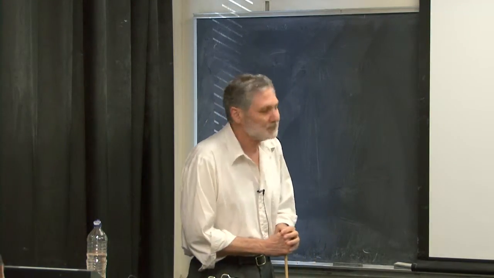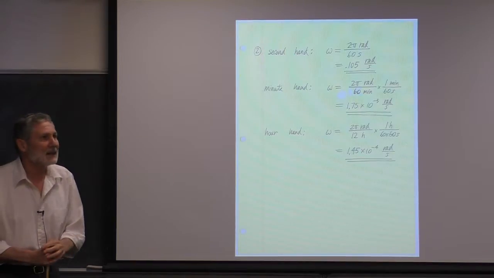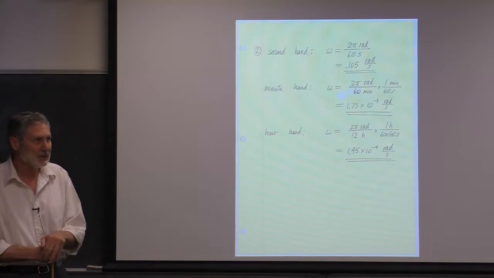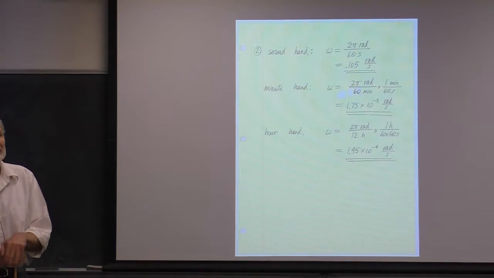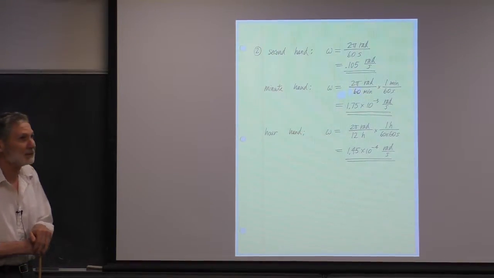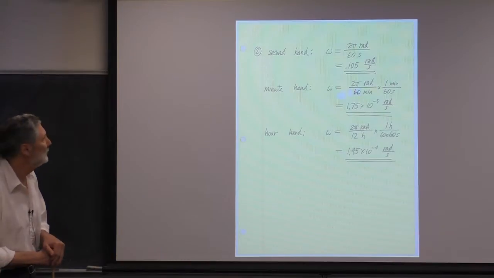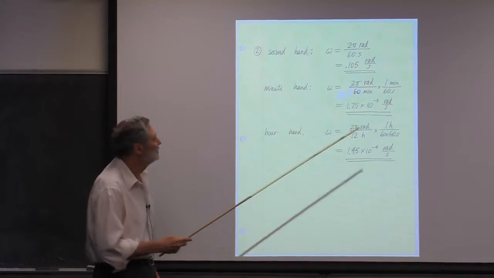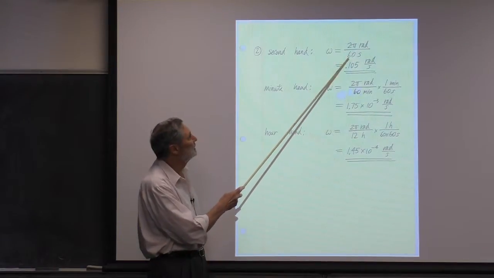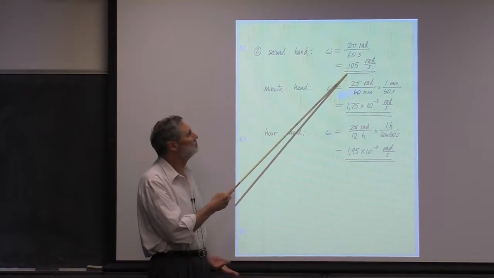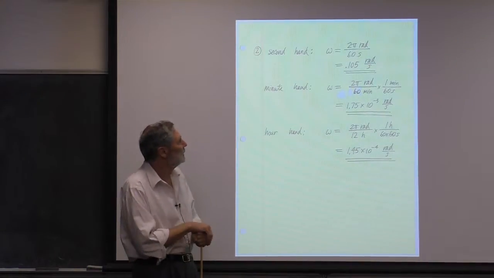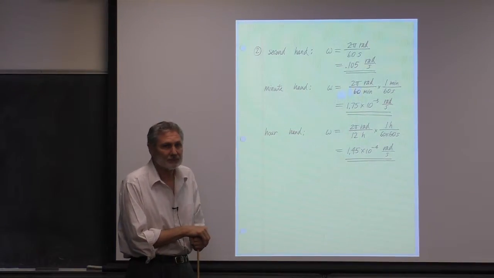Okay, so the second hand, you can see it there. That's the one that we can clearly see moving. It has an angular velocity of so many radians per second. What's the omega value? Well, it completes one revolution, which is 2 pi radians, in 60 seconds. So you punch this in, it's 0.105 radians per second.